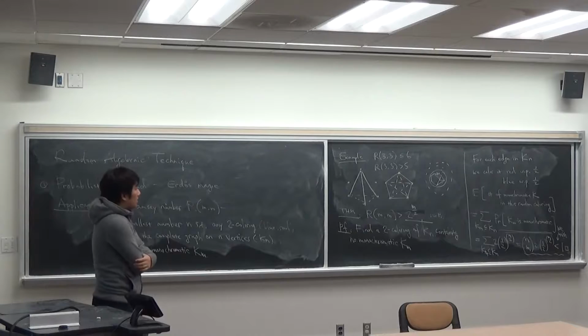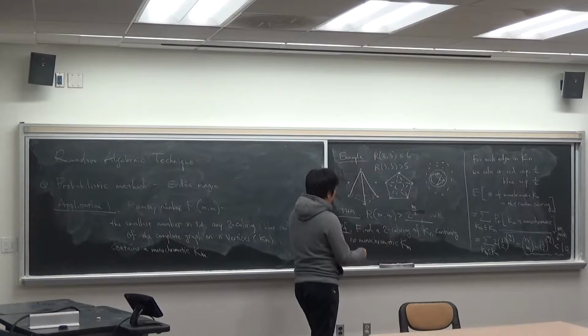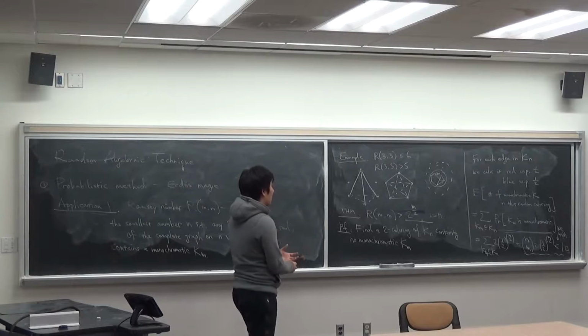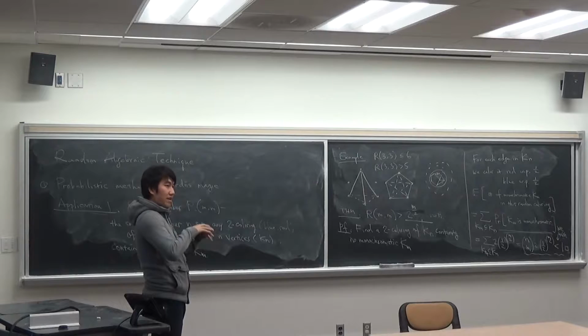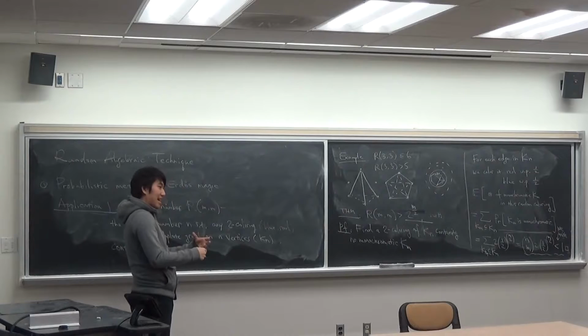Historically, people found it really hard to give an explicit construction of a coloring of K_n, where n is equal to 2 to the m over 2, such that it contains no monochromatic K_m. But using this probabilistic method, even if it's very hard to construct such an example, you can just take a random coloring and it works. So pretty much it's like saying we are trying to find a hay in a haystack, and even though it's really hard to find a hay in a haystack, you can just pick a random thing in your haystack and you find a hay.